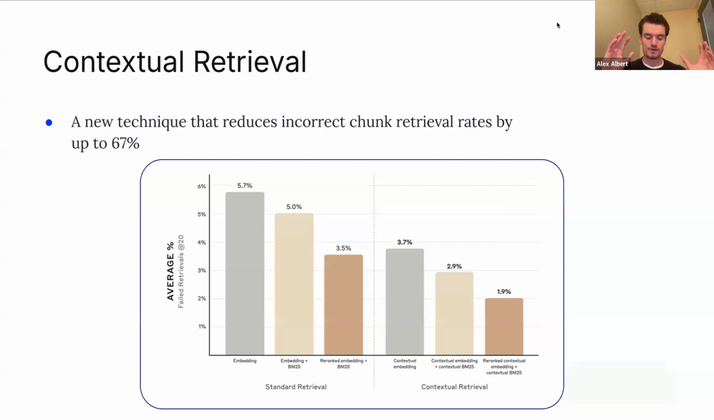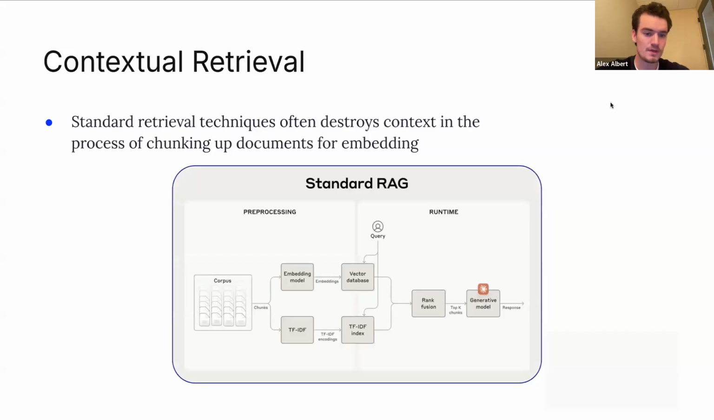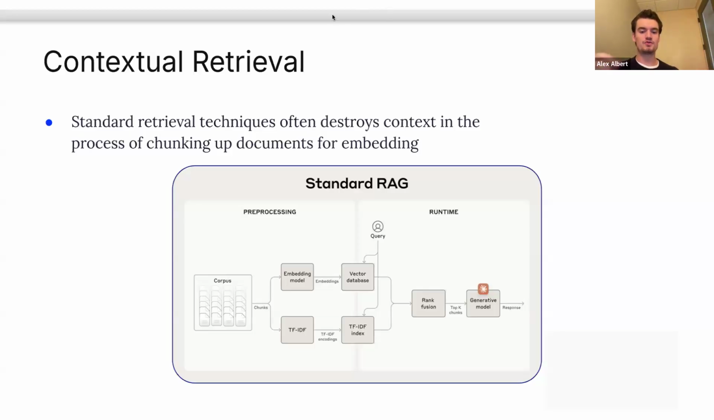So now moving on to the bulk of how we actually think about the best ways to implement retrieval, which is this new technique called contextual retrieval. So we found that this actually reduces incorrect chunk retrieval rates by up to 67% compared to just traditional embedding methods. Next slide.